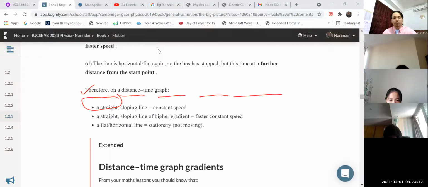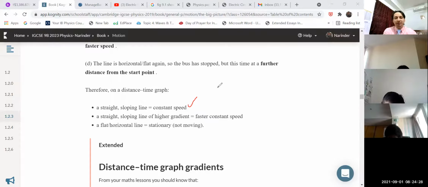There are just a few important points. Please note down in your notebook, children, the conclusion of this topic. The first point, a straight sloping line in a distance time graph, children. Please don't be confused because we have two kinds of graphs: distance time and speed time graph. A sloping line means constant speed, as I told you, children. Second, a straight sloping line of higher gradient means faster but constant speed. And third point, a flat horizontal line means the object is stationary, not moving at all.